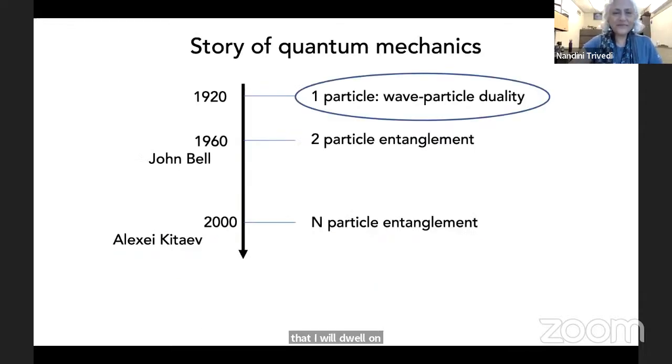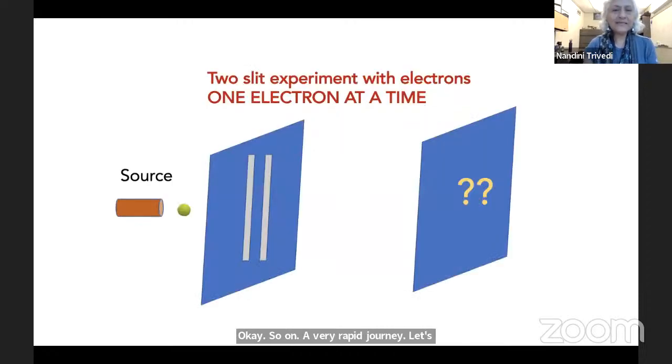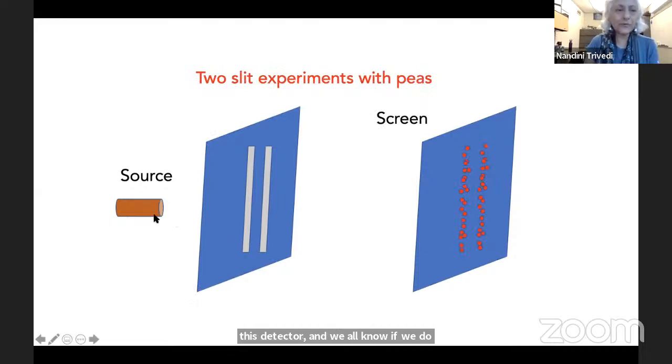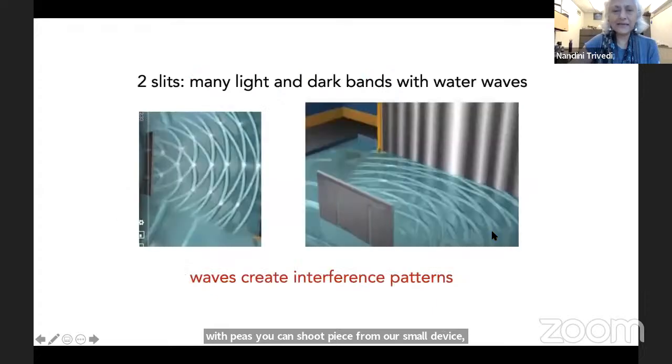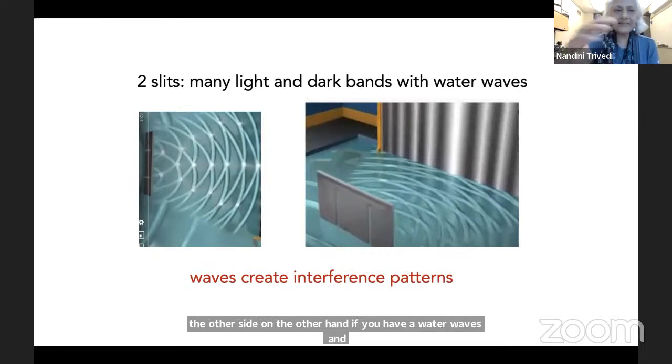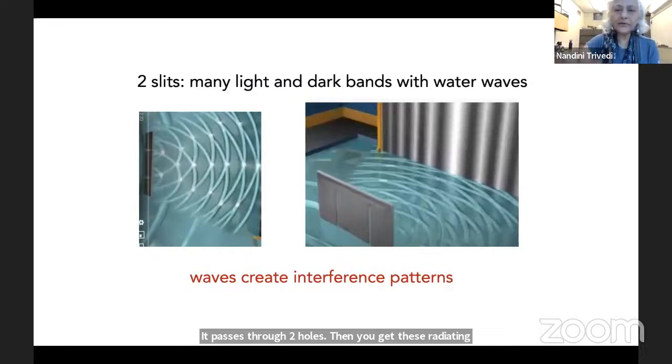Okay, so on a very rapid journey, let's start with this two-slit experiment. So I have a source which is sending out one electron at a time. It passes through two slits, and then we observe on this detector. And we all know if we do this experiment with peas, you can shoot peas from a small device, and it will make basically the picture of the slits on the other side. On the other hand, if you have water waves and it passes through two holes, then you get these radiating waves from each hole. They interfere and you get this beautiful black and white pattern on the detector. So the main physics is particles create pea-like patterns, waves create interference patterns.